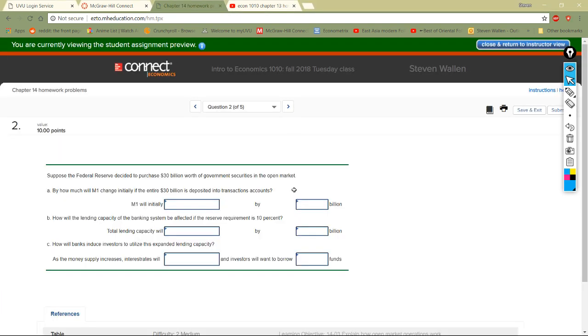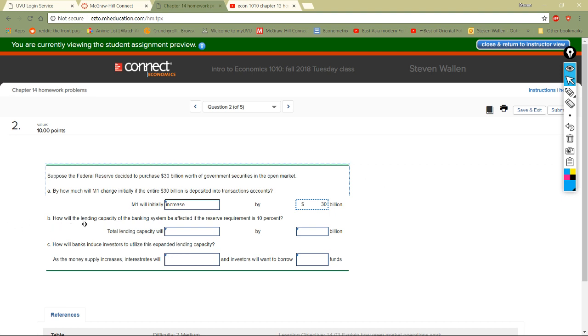Question 2. Suppose the Federal Reserve decided to purchase 30 billion worth of government securities in the open market, okay? By how much will M1 change initially if the entire 30 billion is deposited into transaction accounts? Well, initially it's going to increase by 30 billion because that's what they're doing. They're buying the government securities they have out there, they're buying them back. And when you buy them back, by default, they're giving money to the institutions or the people that had them, and that's going to put money back out into the banking system.